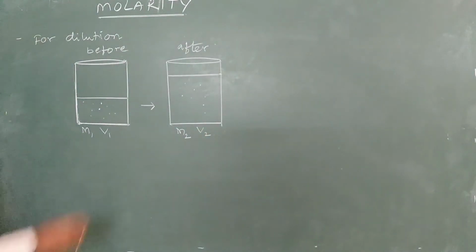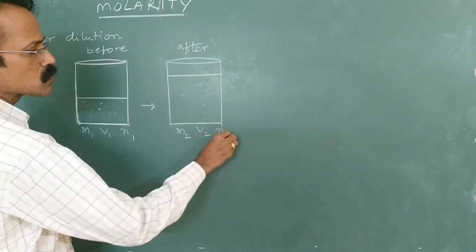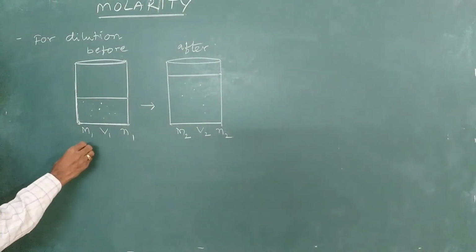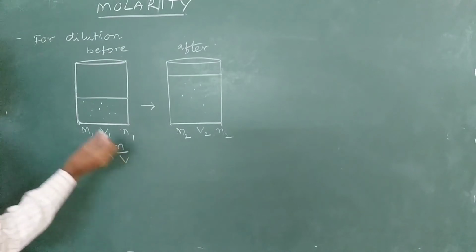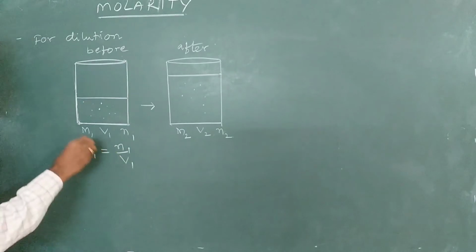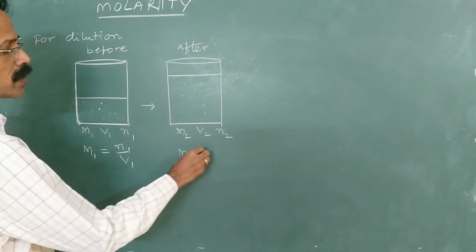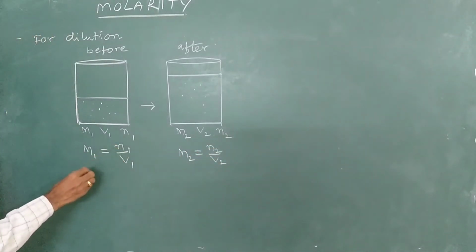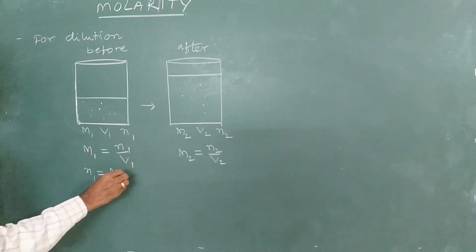Okay, the number of moles of solute is N1, and the number of moles of solute here is N2, right? Now, what is the formula of molarity? Molarity is equal to the number of moles of solute by the volume of the solution in liters, right? So M1 is equal to N1 by V1. This is the molarity of this solution, and after dilution the molarity becomes M2, which is equal to N2 by V2.